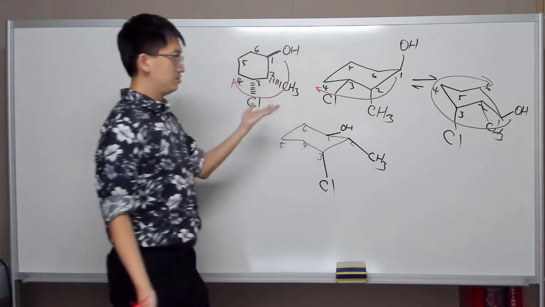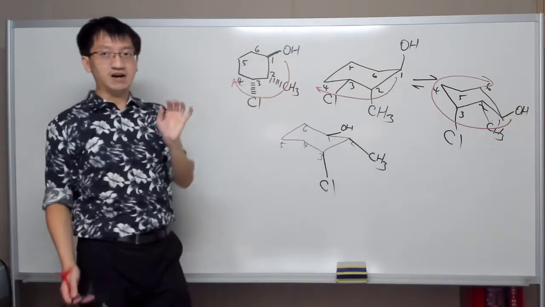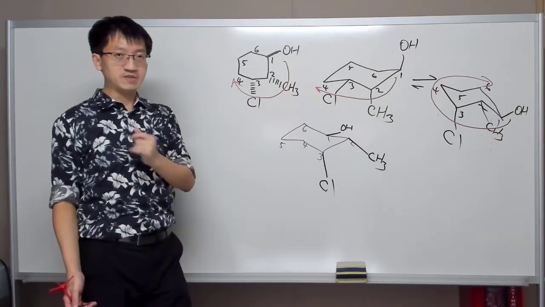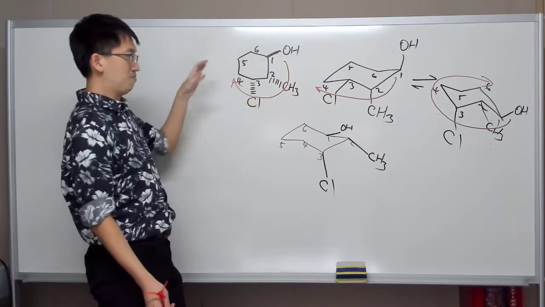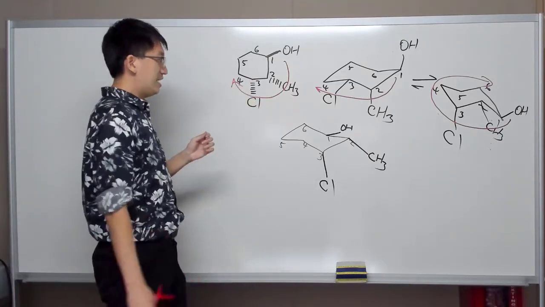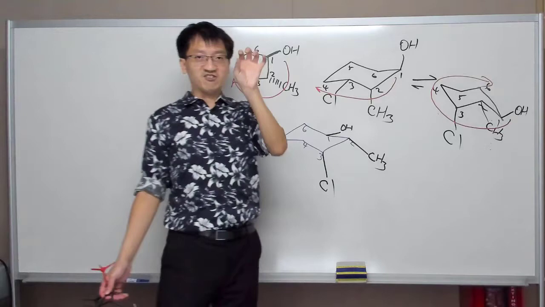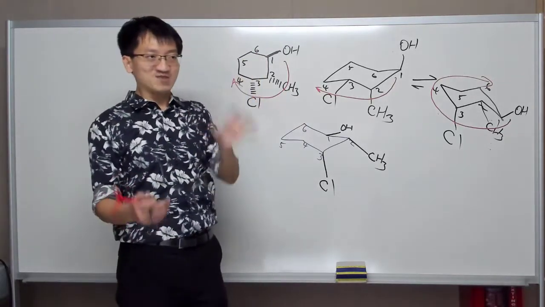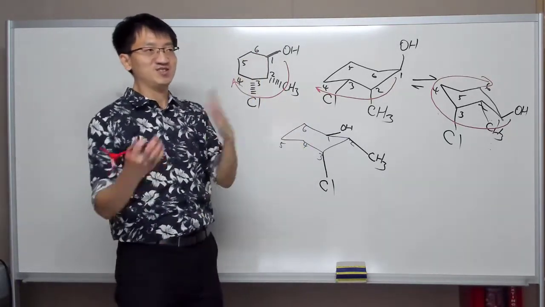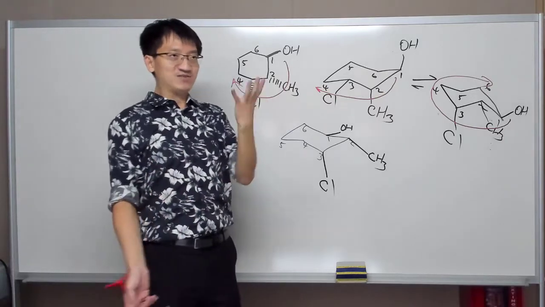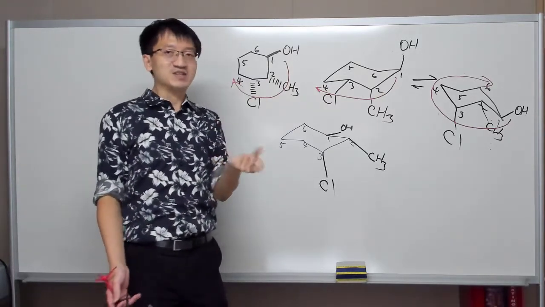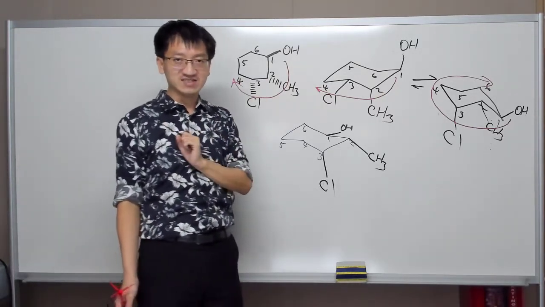I hope through this exercise, you are able to sketch out the correct conformation, and of course the configuration as well. And do not have the misconception that all the groups must be in the equatorial position so that you can minimize 1,3-diaxial interaction, because this is definitely not the case.